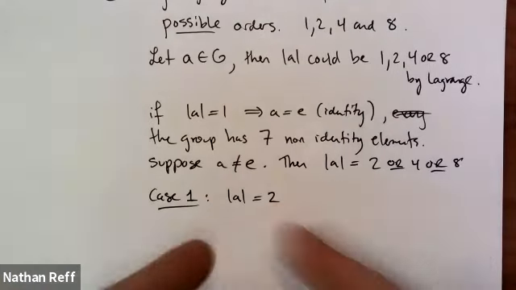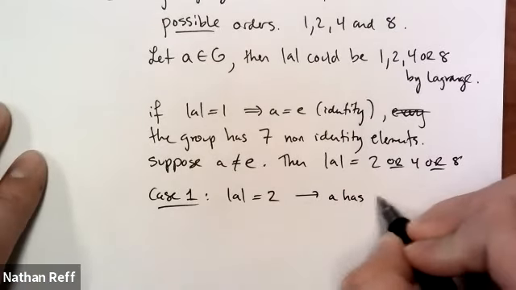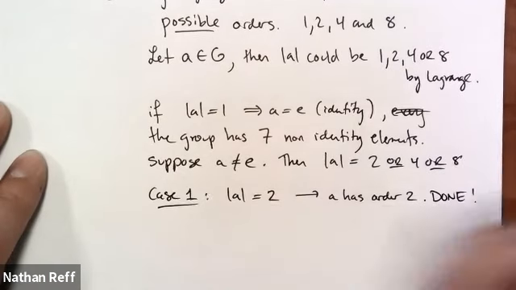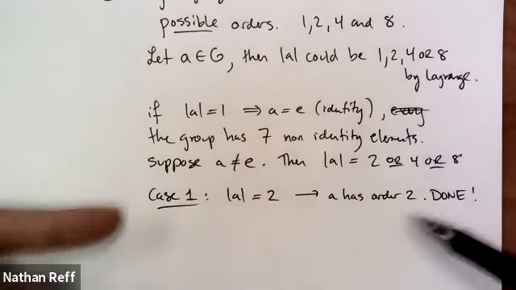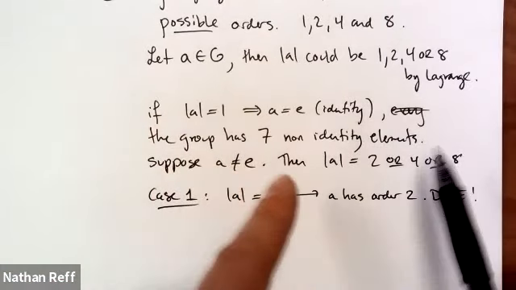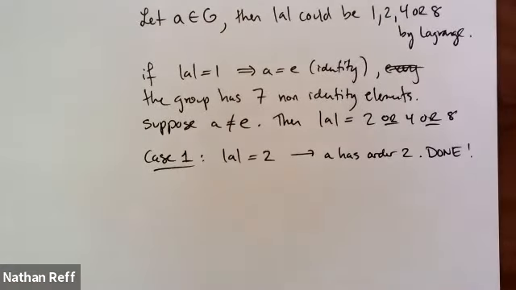Well, if that happens, you're done, right? Then A has order 2. So you're done, right? The goal is to find an element of order 2. So you didn't get anywhere with the identity, but that's okay. We still have 7 other possible elements to consider. So these are the possibilities, right? So that's one possibility.